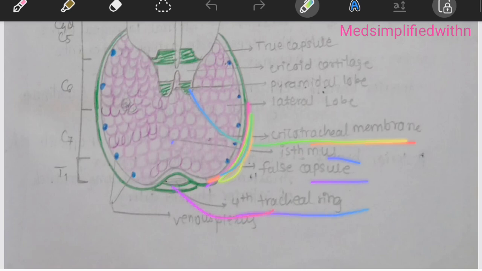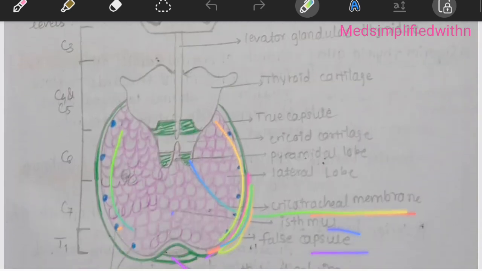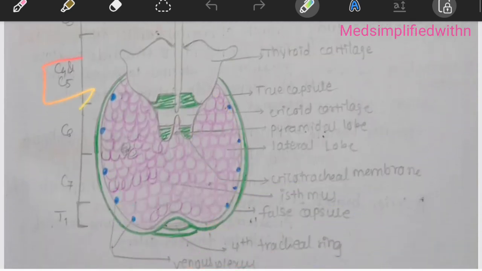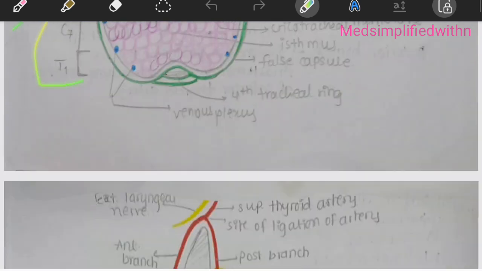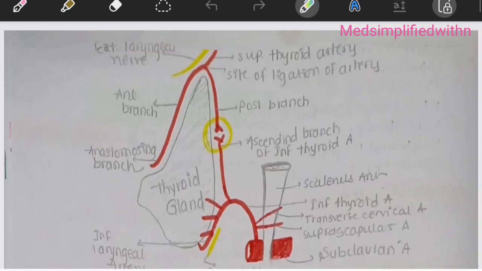It is a fourth tracheal ring, and these are the... In blue color, venous plexuses are present. From the vertebral levels C4, C5 to T1, thyroid gland is present. Next, we will see the arterial supply. The superior thyroid artery, and these are the site of ligation of these arteries.